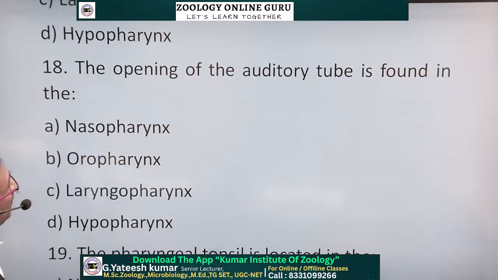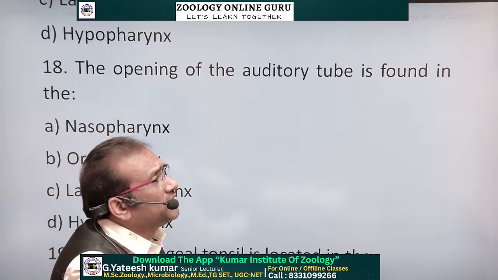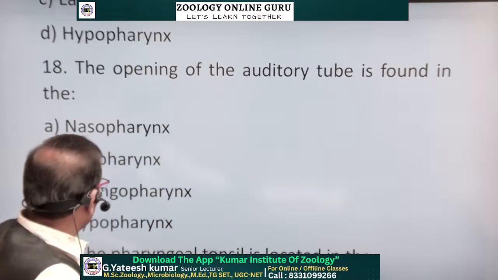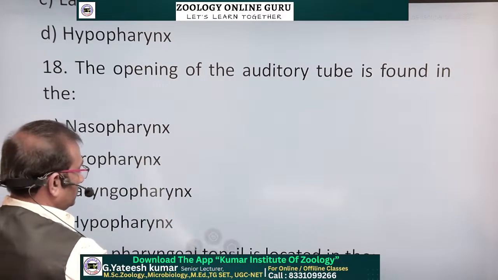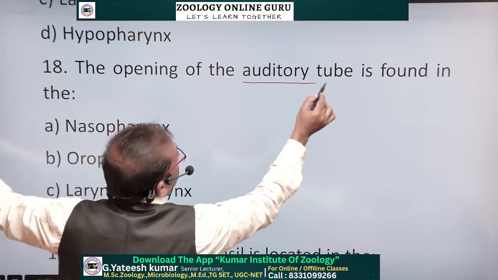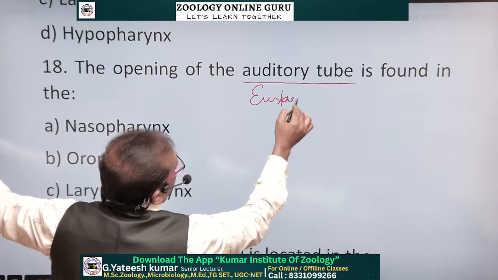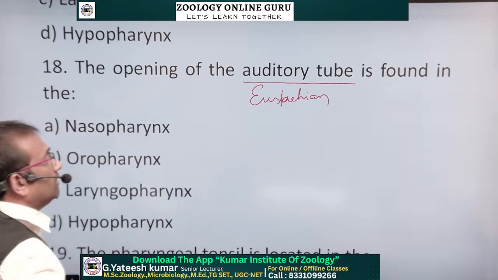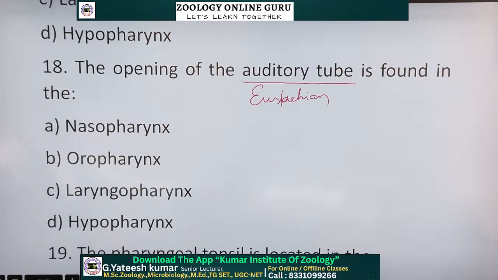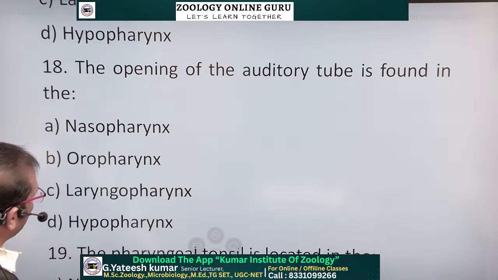Question number 18. The opening of the auditory tube from the ear. In the ear there is the Eustachian tube. The Eustachian tube is called the auditory tube. Is it found in the nasopharynx, oropharynx, laryngopharynx, or hypopharynx?